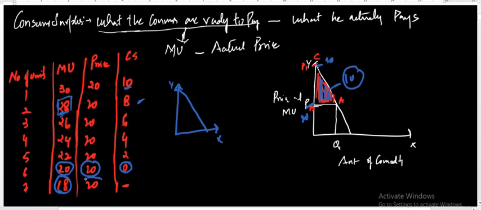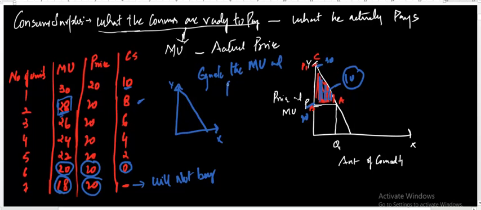Now if the marginality is less than the price, the consumer will not buy. Whenever the marginality is less than the price, the consumer is not going to buy it, because a consumer always tries to equate the marginality and the price. We'll talk about this later in the next lectures.